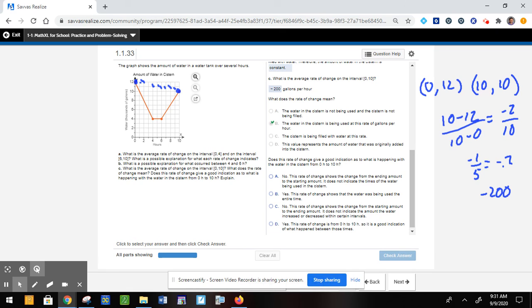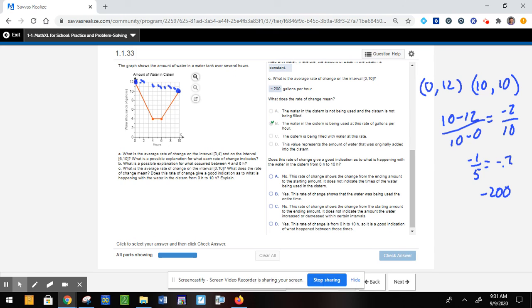So I would say no, because again, it's just showing you from the beginning to the end. If I just knew that the average rate of change from the beginning to the end was negative 200, maybe that means it was just used 200 gallons per hour over the whole entire course of the day. That's not what happened. It was used a lot at the beginning and then it was filled at the end. There was a flat spot in the middle where it wasn't used at all.